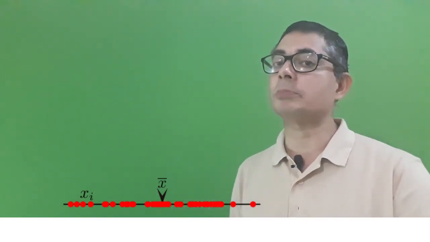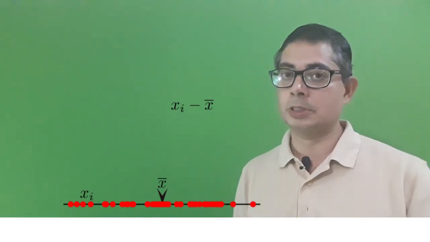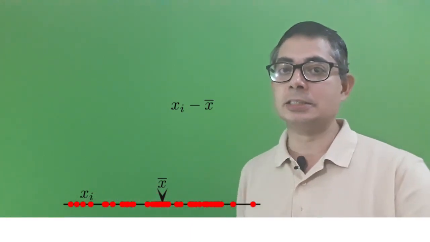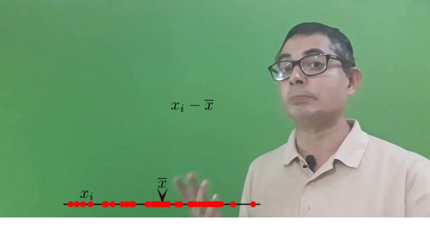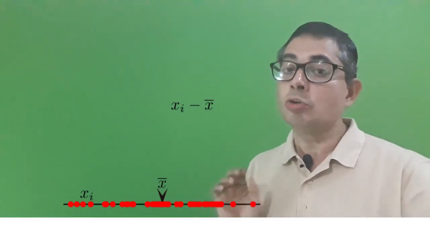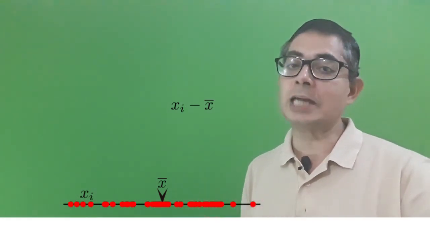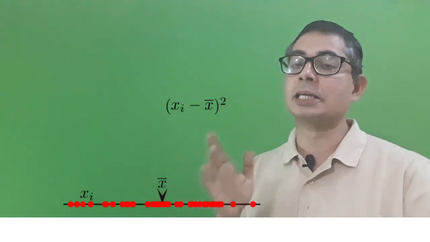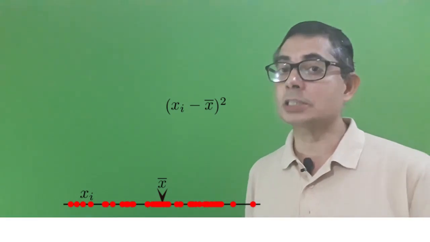Let's focus on the ith point. Its difference from the mean is xi minus x bar. In this case it is negative because the point is on that side. Had this point been on this side, then of course it would have been positive, but we here do not care about sides. So we want to get rid of the sign, and one way to get rid of the sign is to square the difference to get (xi minus x bar) whole square. For each point we get one such number.